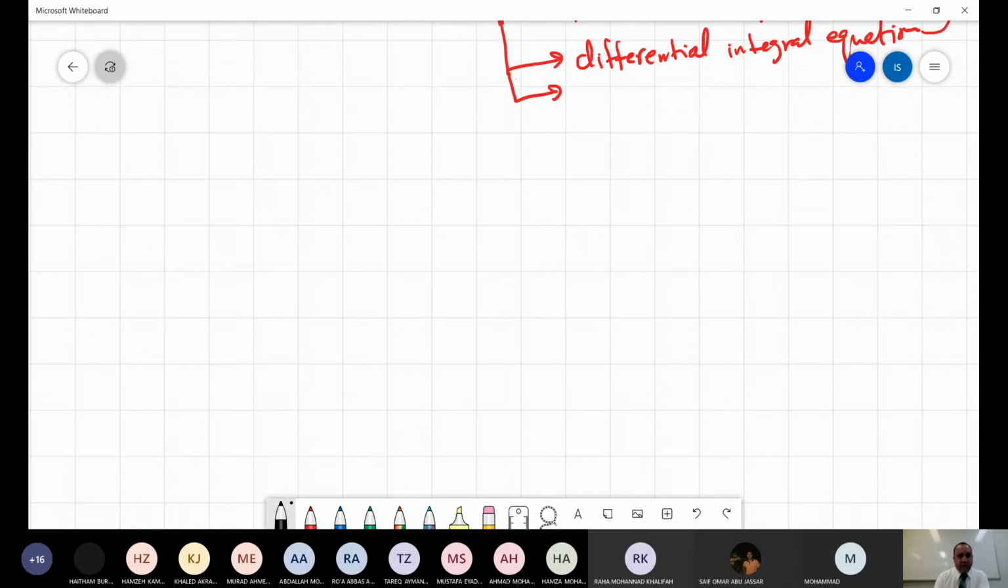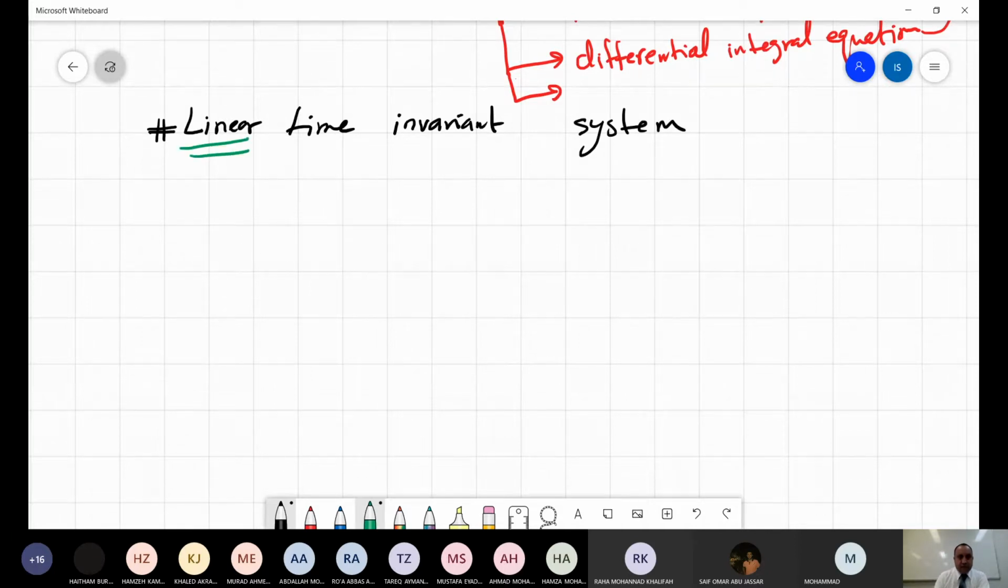So in this course, we are interested in linear time invariant system. Now, the first thing, what's the meaning of the linear?